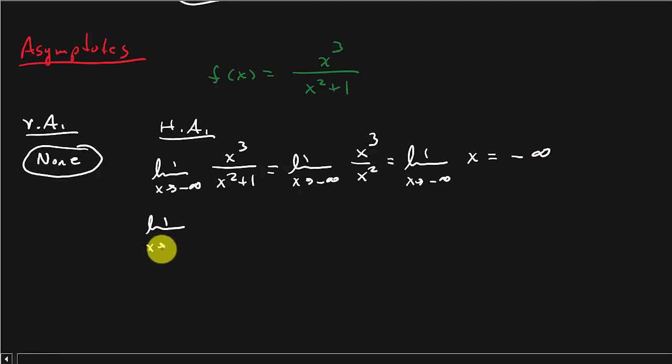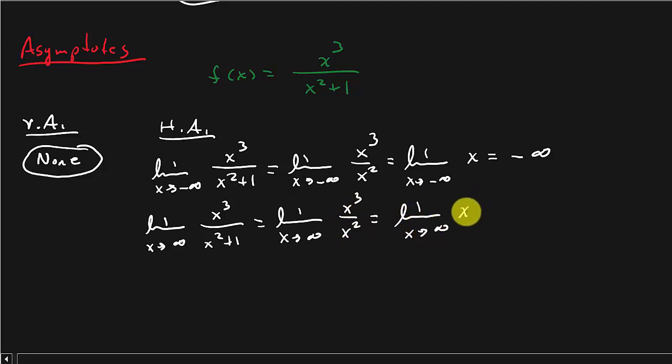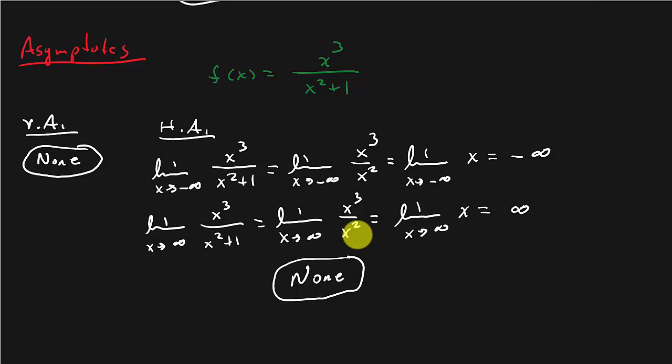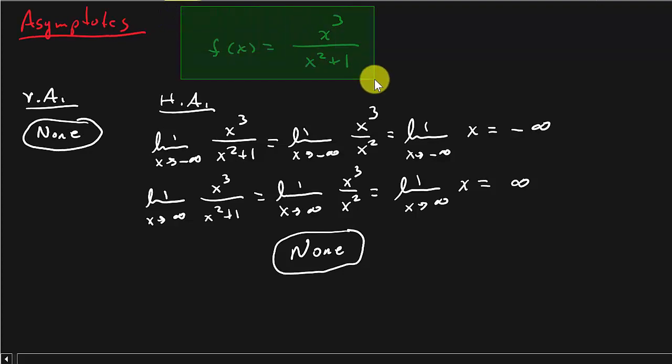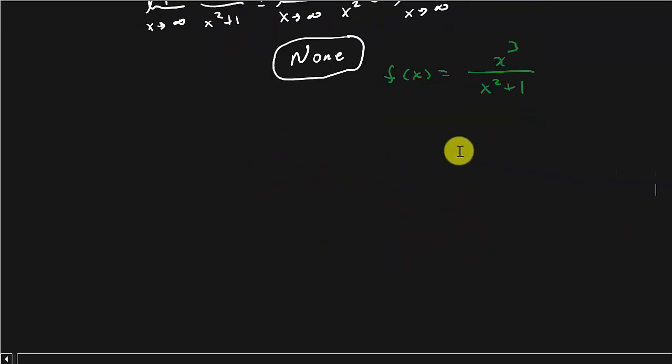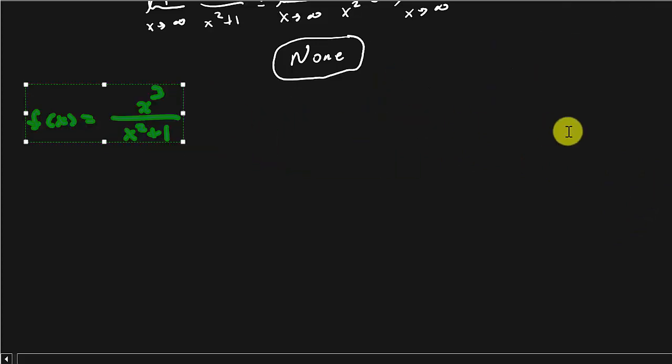And this one's going to work out the same. The limit as x goes to infinity of x cubed over x squared plus 1 is equal to the limit as x goes to infinity of x cubed over x squared, which is the limit as x goes to infinity of x, which is positive infinity. So this is none also. All right. Now, this problem has a slant asymptote when the degree of the numerator is 1 more than the degree of the denominator. Okay? So what we have to do here is use long division. So do you remember how to do long division? All right.